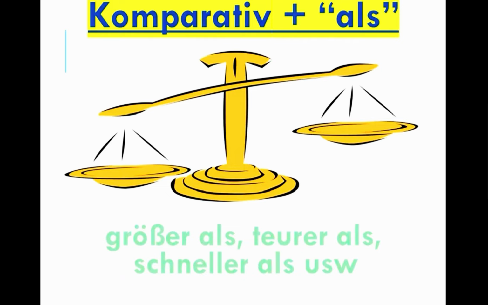Ma'am, what is grösser and teurer? These are the adjectives. Grösser means bigger than. Teuer is costly. Teurer means costlier than. Schnell means fast. Schneller means faster than.